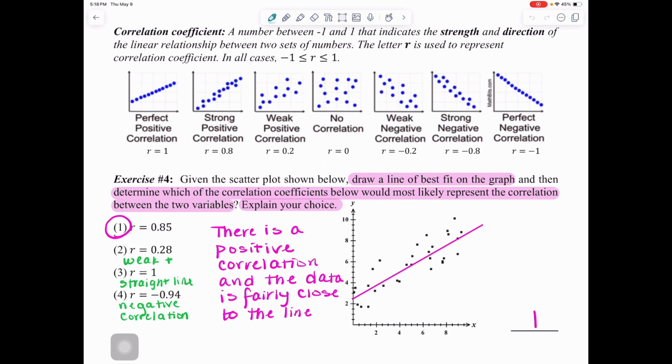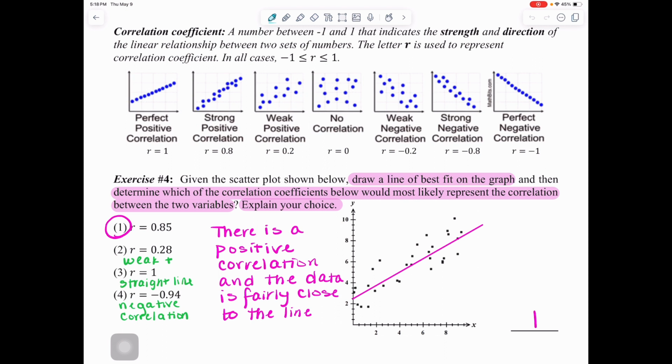And then determine which of the correlation coefficients would best represent that. So when I'm looking at that, it's definitely looking to me like more of a fairly close to the line situation. So when I look at my options, I know it's positive correlation. As X is going up, Y is going up. So I'm going to definitely eliminate number 4. 3, R equals 1 would be a perfect straight line. That's definitely not what we have here.